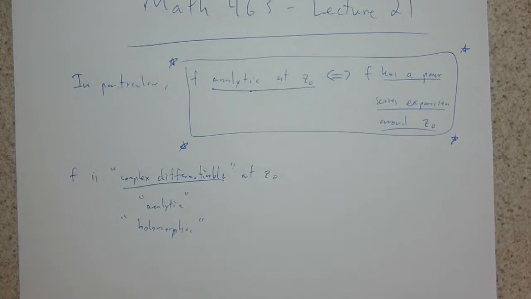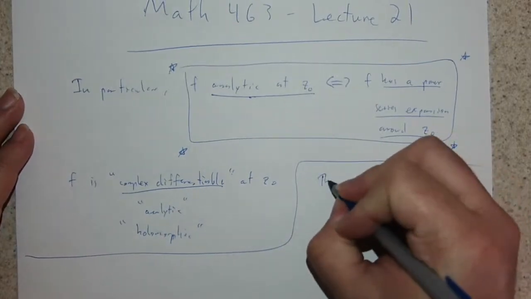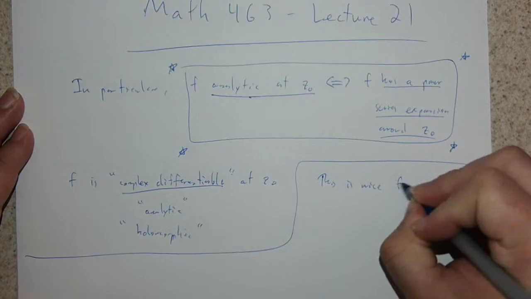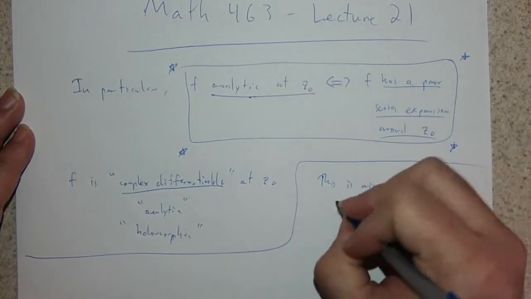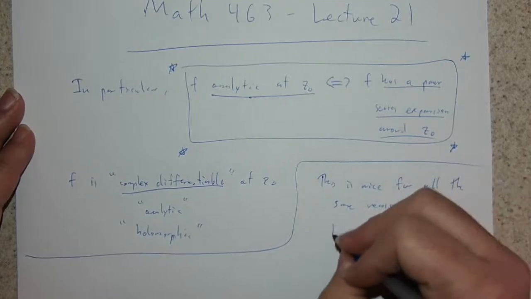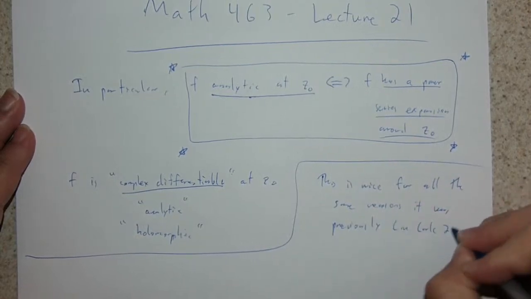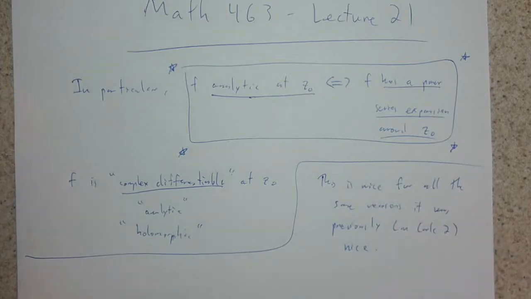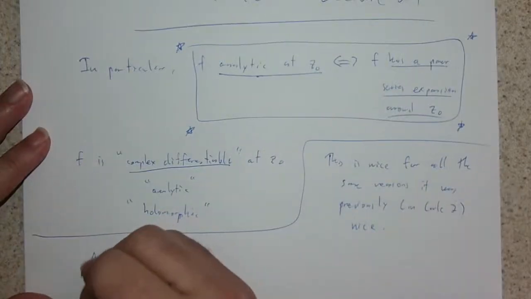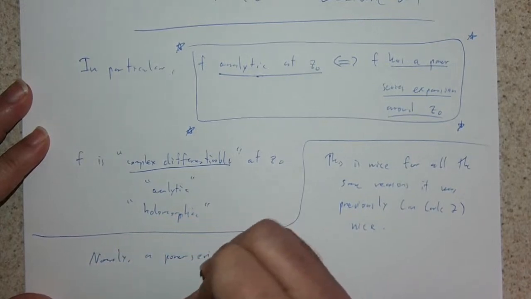Okay, now why is this so nice? So this is nice for a variety of reasons. It's nice for all of the same reasons it was previously nice in Calc 2. So namely, a power series is a sort of infinite polynomial.